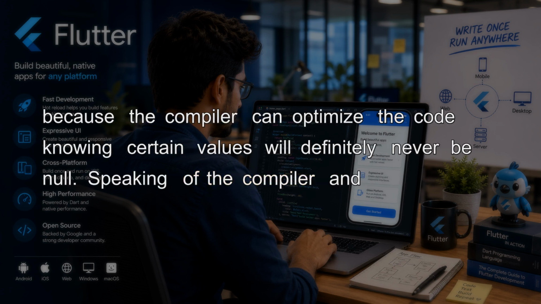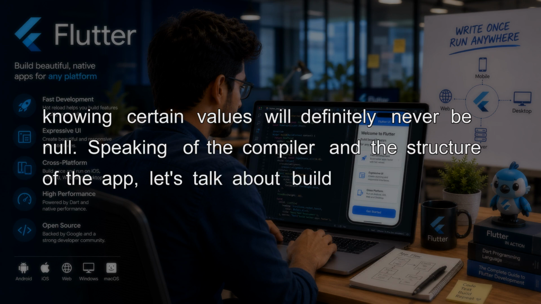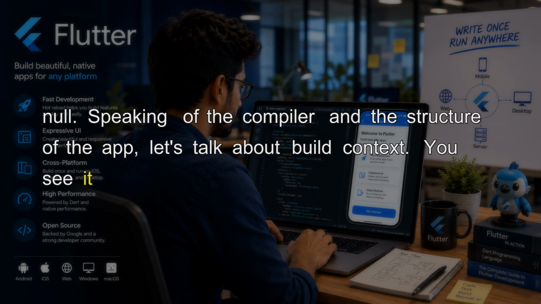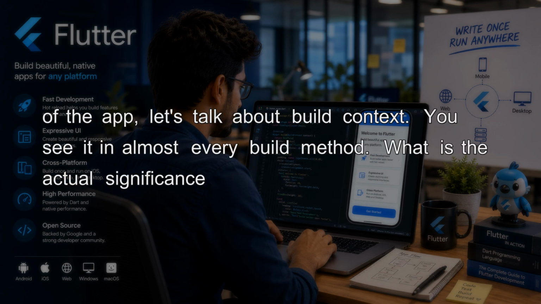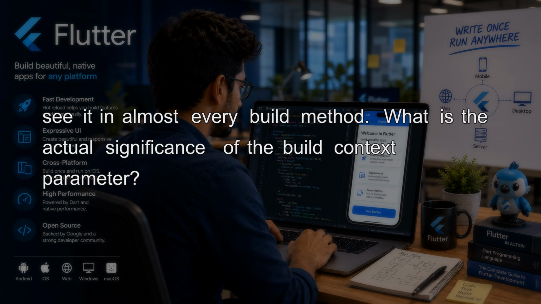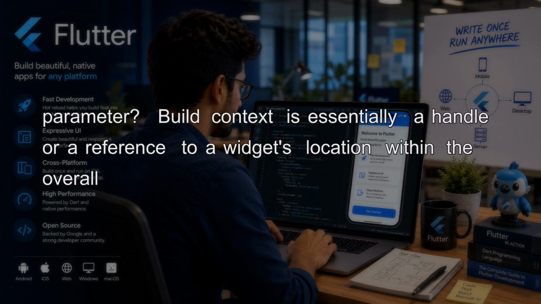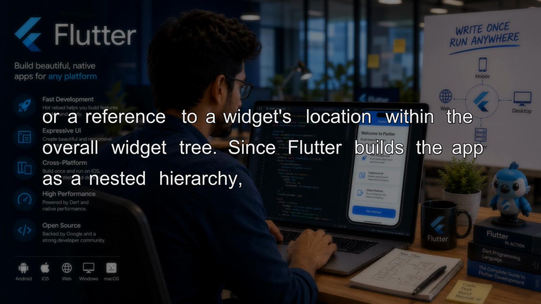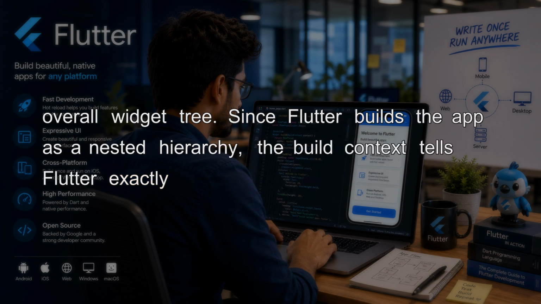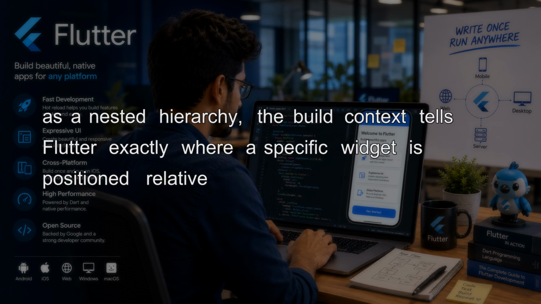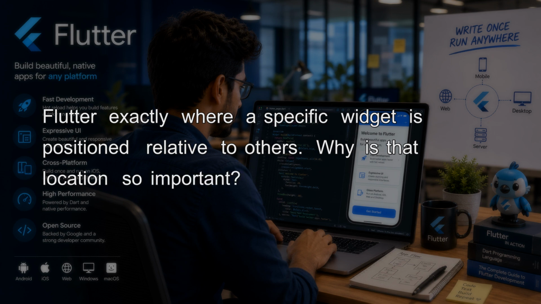Speaking of the compiler and the structure of the app, let's talk about BuildContext. You see it in almost every build method. What is the actual significance of the BuildContext parameter? BuildContext is essentially a handle or a reference to a widget's location within the overall widget tree. Since Flutter builds the app as a nested hierarchy, the BuildContext tells Flutter exactly where a specific widget is positioned relative to others.